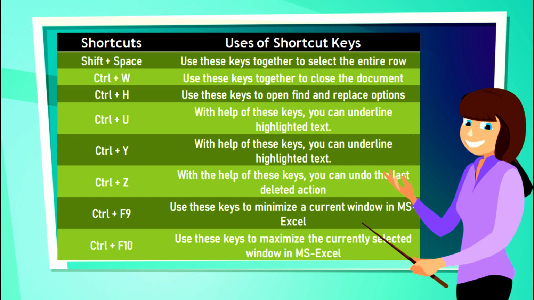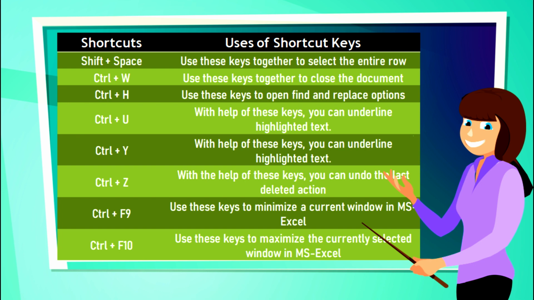Ctrl+Y, with the help of these keys, you can redo the last action. Ctrl+Z, with the help of these keys, you can undo the last action. Ctrl+F9, use these keys to minimize the current window in MS Excel.